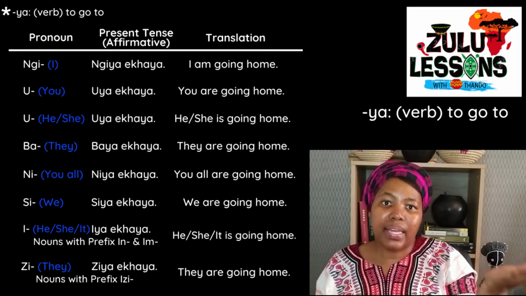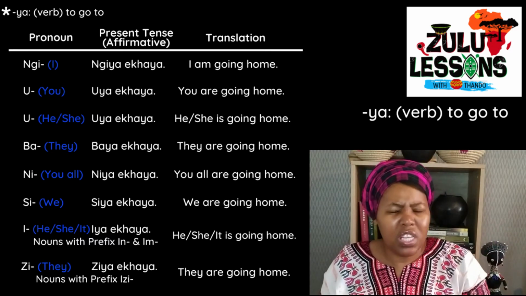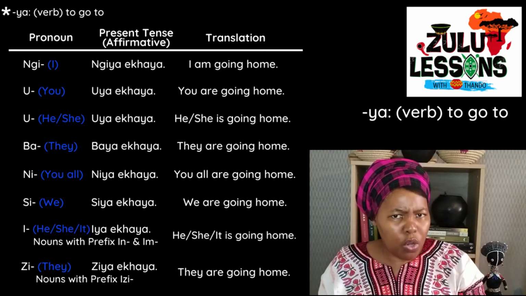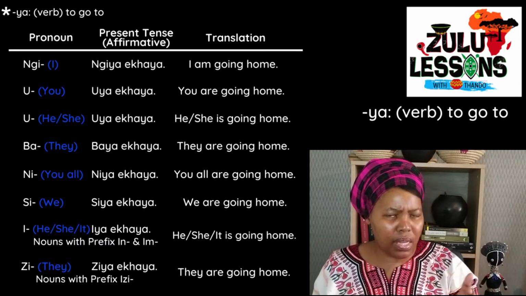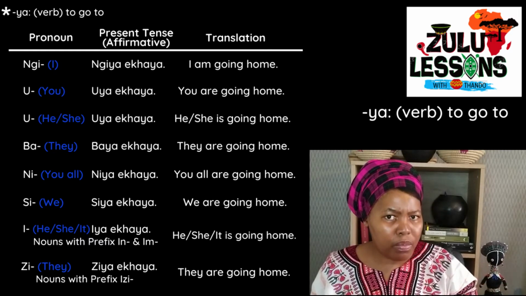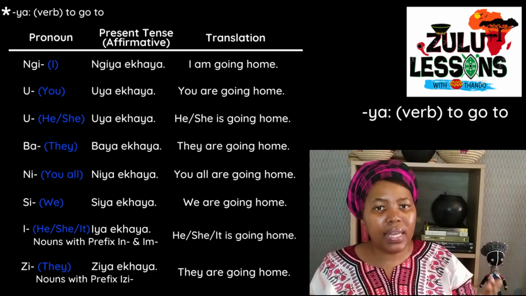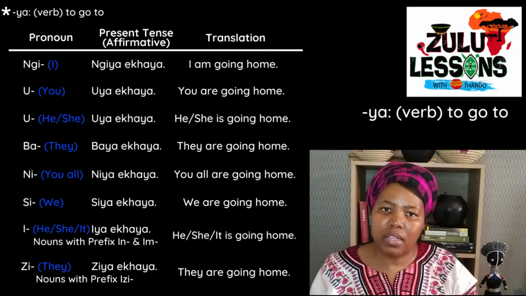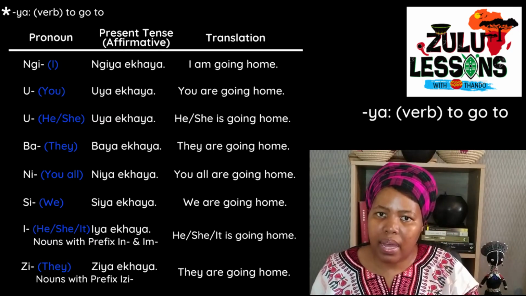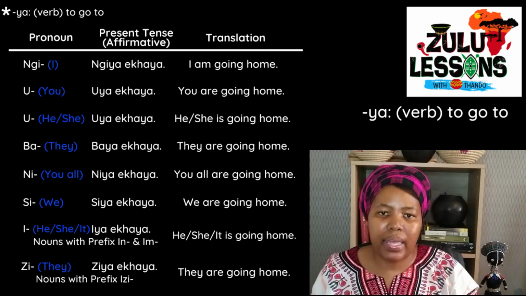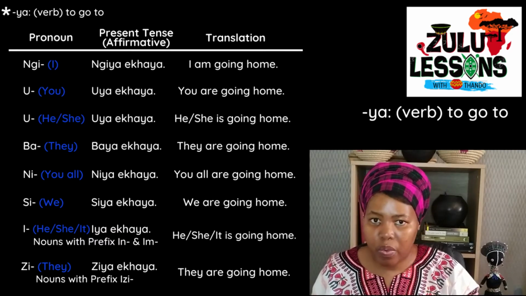Iya ekhaya. See, we were talking about the king of AmaZulu, Inkosi uZwelithini. Inkosi. Do you hear? That noun starts with IN. So if we are saying that the king is going home, then we would say Inkosi iya ekhaya. Do you hear? It's just 3 letters, I-Y-A. Iya ekhaya. He or she is going home, and it could also be it is going home.